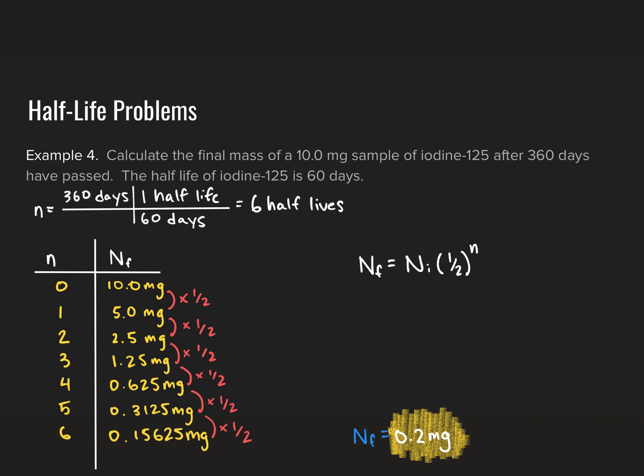And again, we can see in our equation that the final amount, n sub f, would be equal to the initial amount of 10 grams times 1/2 to the 6th power, which, plugging into my calculator, gives the same final amount of 0.15625 grams, rounded to 0.2 grams with our sig figs. And excuse me again, those are milligrams, not grams. So there you go. That's a half-life problem, a quick and easy way of solving those.